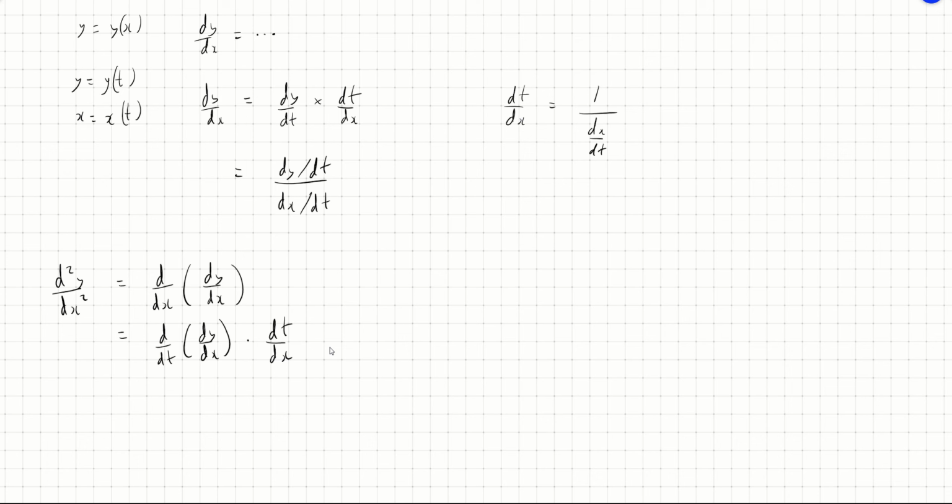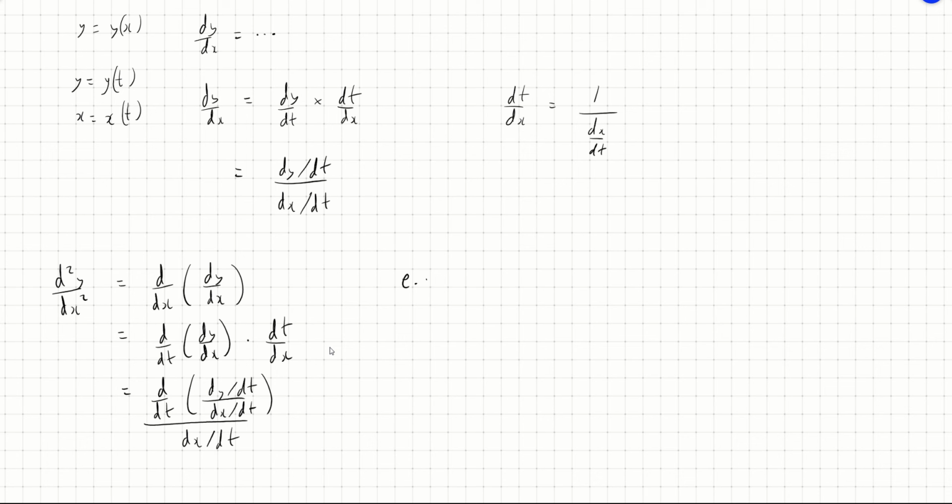Now we actually already know what dy by dx is from the method above. So this is the same as d by dt of dy by dt divided by dx by dt, again using the same trick that dt by dx is 1 over dx by dt. This is the sort of long formula. Thankfully, we don't really have to remember this formula necessarily. If we're doing an example, we can just follow the chain rule.